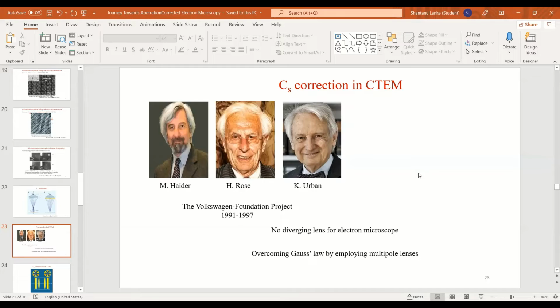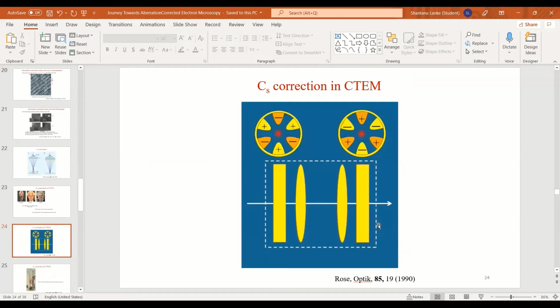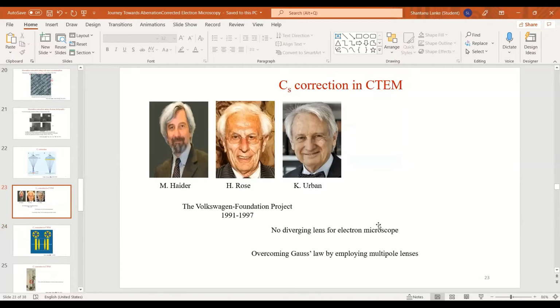And then after all attempts failed, no one was ready to fund aberration correction. But these three superheroes in aberration correction managed to get funding from a Volkswagen Foundation project. It continued from 1991 to 1997, because the mechanical alignment and electrical stability of the lens components was very difficult to achieve. And after doing that, in 1998, they came up with the first aberration-corrected electron microscope, and it was an image-corrected electron microscope.